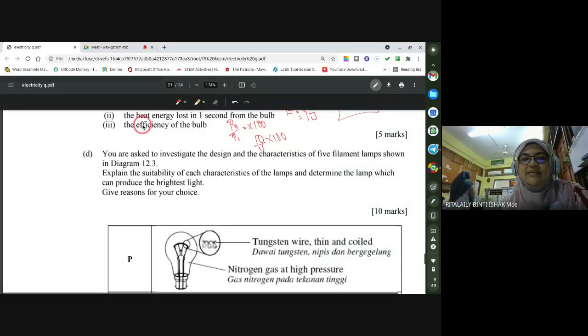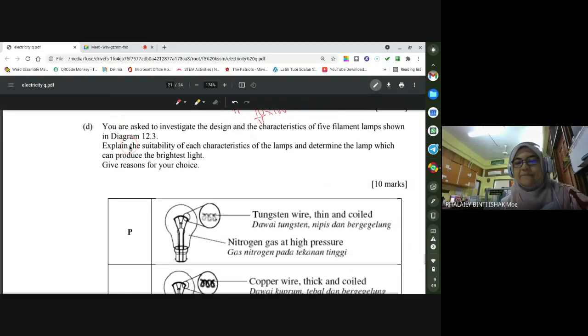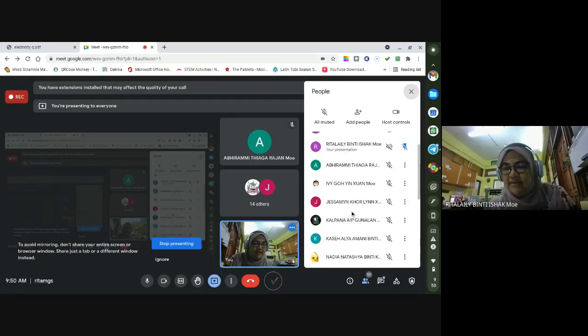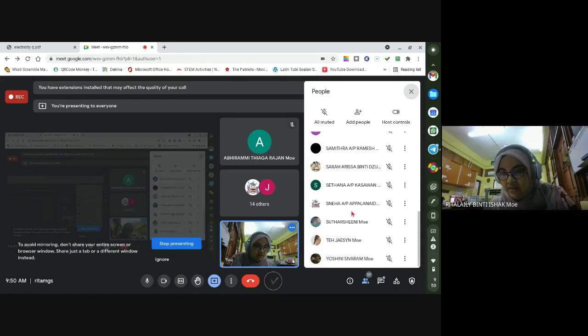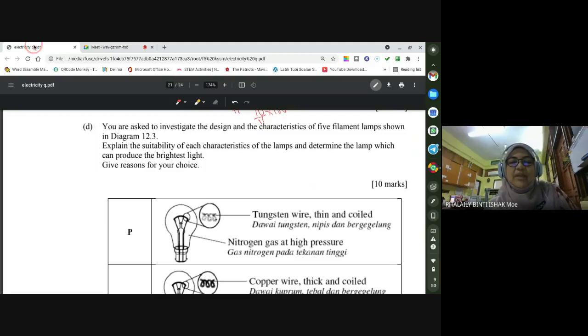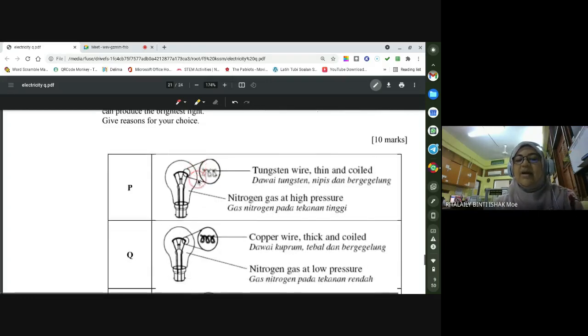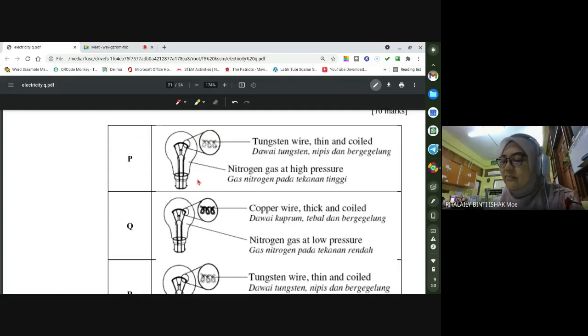Okay, Jazin. Question D. For question D, we are given 5 elements and we need to choose the characteristic that will produce the brightest light. Jazin, you are here, right? So, what is your answer, Yazin?